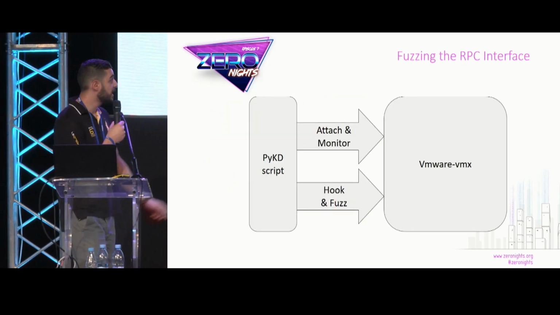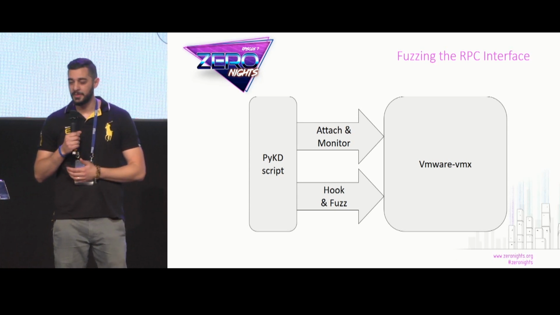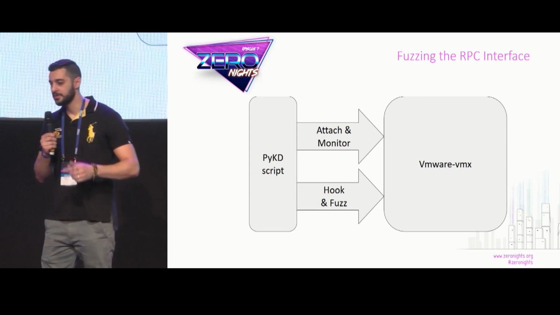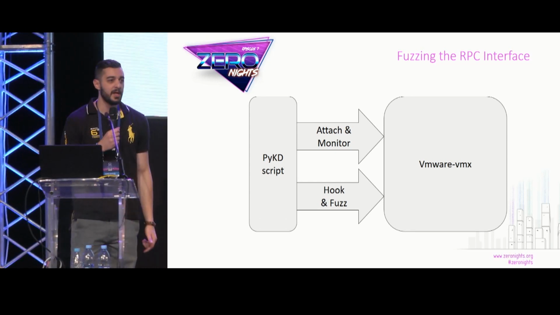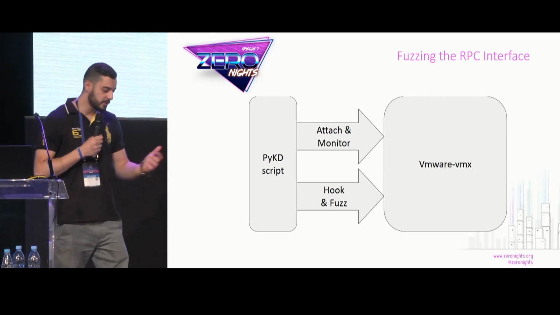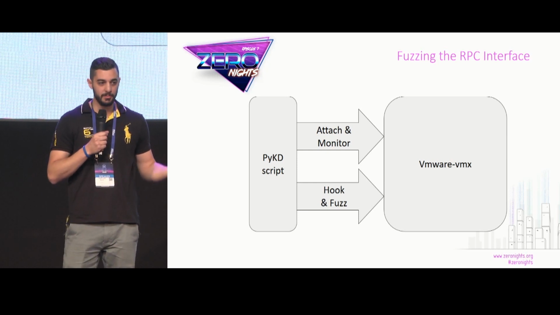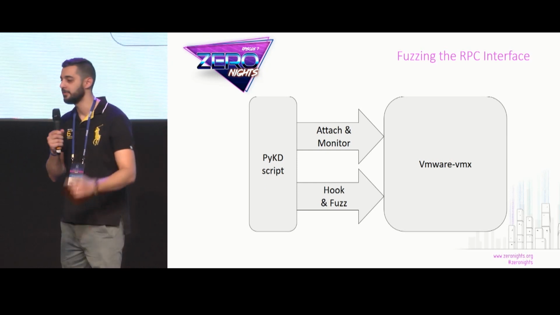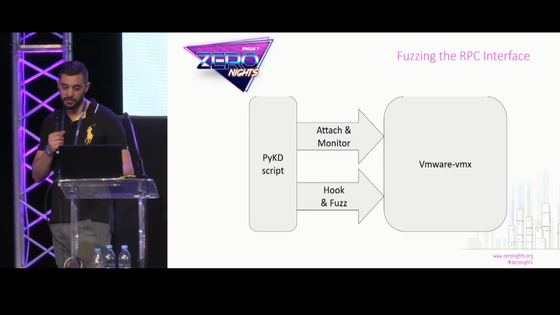So in a nutshell, this is how it's going to work. Basically, you have your PyKD script. It's going to attach and monitor VMware VMX, hook, and then start fuzzing. Just wait for these RPC requests and then start modifying them. You can get a little bit more advanced. Since we know exactly where the function lies inside VMware VMX, we can plug WinAFL into it and have it fuzzing. So this is basically how we approached it, and it worked really well for us.